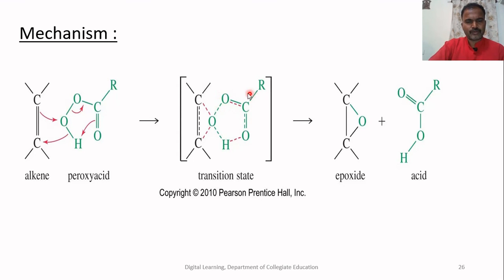Once the carbonyl group is formed, the rearrangement takes place and releases the electrophilic oxygen to become a ring member of the epoxide. So this is how epoxidation proceeds. So far I have discussed the oxymercuration reduction, hydroboration oxidation and the epoxidation along with the mechanism.